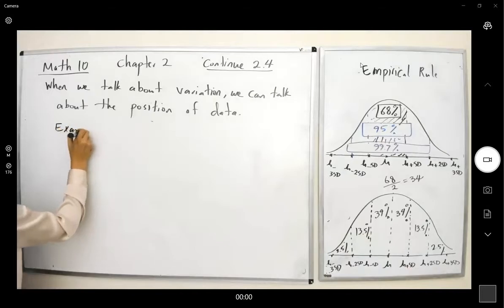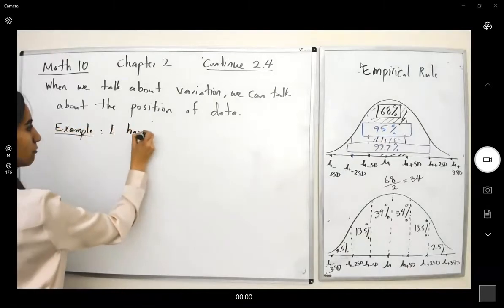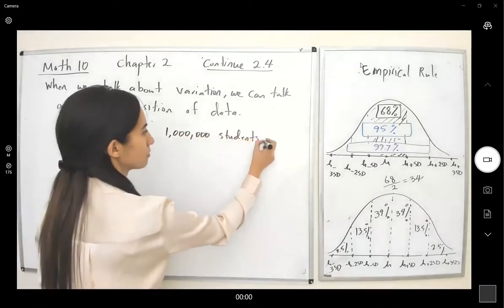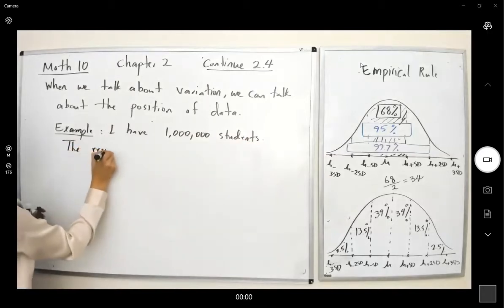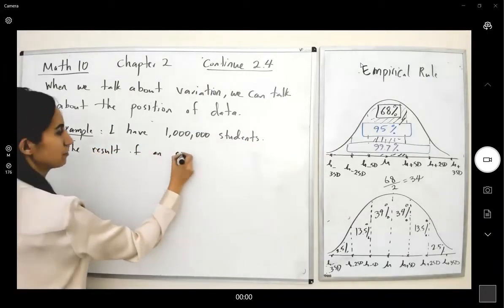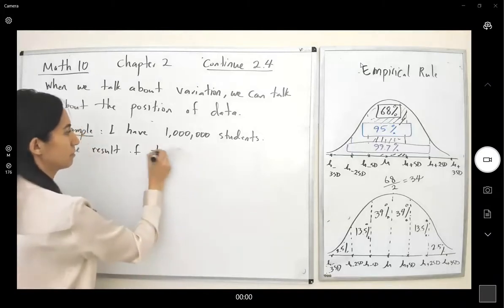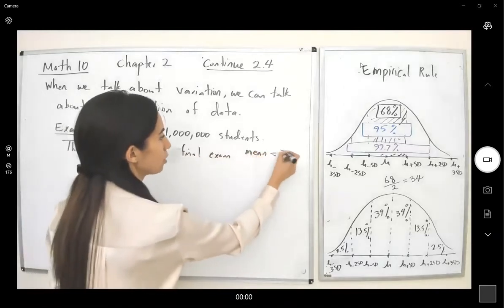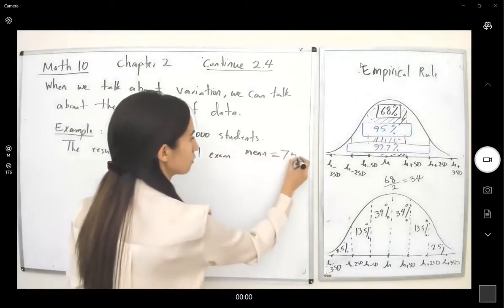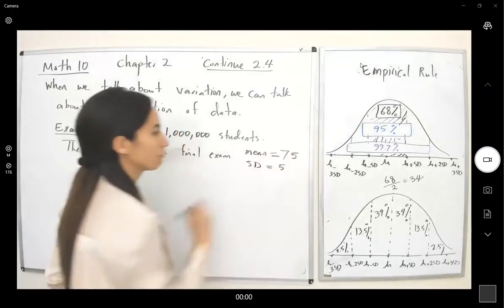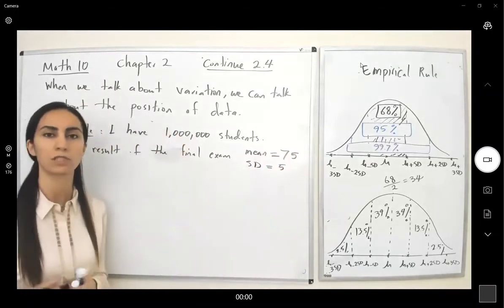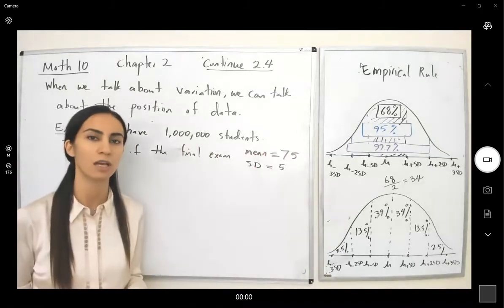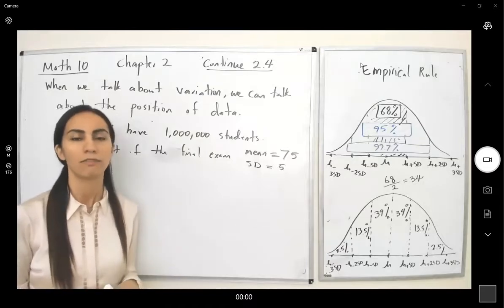I have 1 million students. The result of an exam, or the final exam, is mean equals 75 and the standard deviation 5 points. So somebody asked me, how many percent of your students got a score 70 to 80?